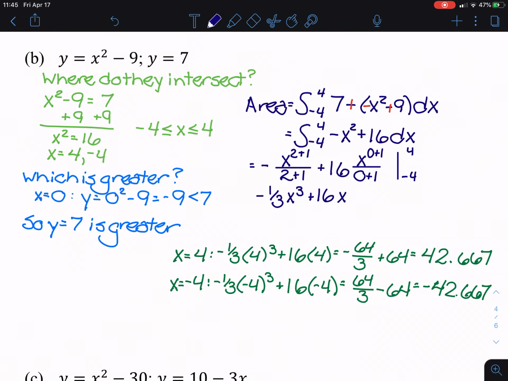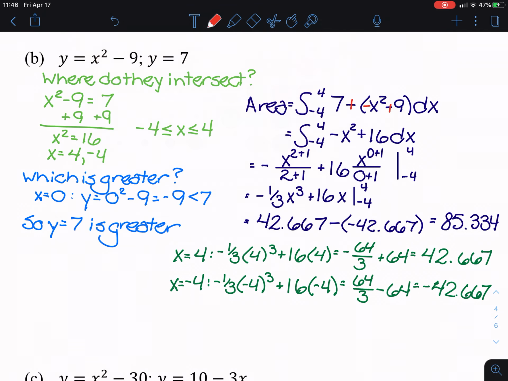Let me finish writing this out. Putting this into my equation here, I start with my upper limit of integration. So when x is equal to 4, I have 42.667. And then I subtract off my lower limit of integration, so negative 42.667. And when I add those two together, I get 85.334 as my area between the two curves.